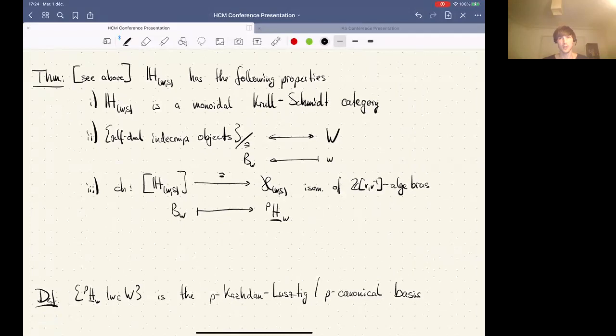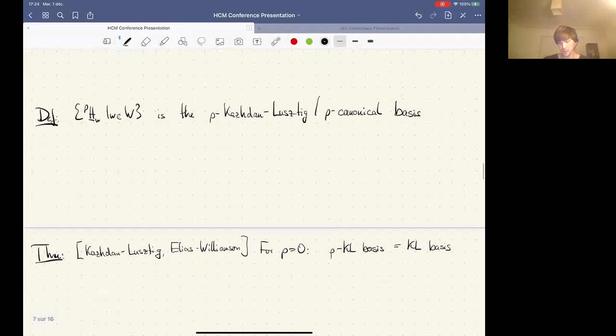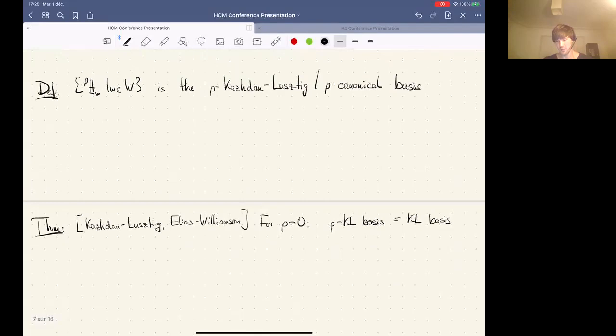Okay, are there any questions about this? Maybe before we take a break, I want to mention the most important result about this. And this is the result, which was in the geometric setting already proved by Kazhdan and Lusztig originally and in full generality proved by Elias and Williamson in 2014. And this says that for p equals zero, so in characteristic zero, the p-Kazhdan-Lusztig basis actually gives us the Kazhdan-Lusztig basis. So that's the motivation why we call this the p-Kazhdan-Lusztig basis. So you should think of this as being a modular analog of the famous Kazhdan-Lusztig basis. So are there any questions about this? Otherwise, it might be a good time to take a little break here.